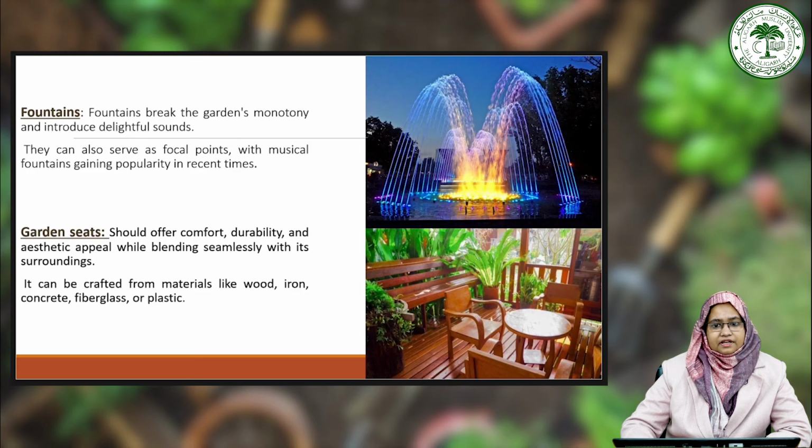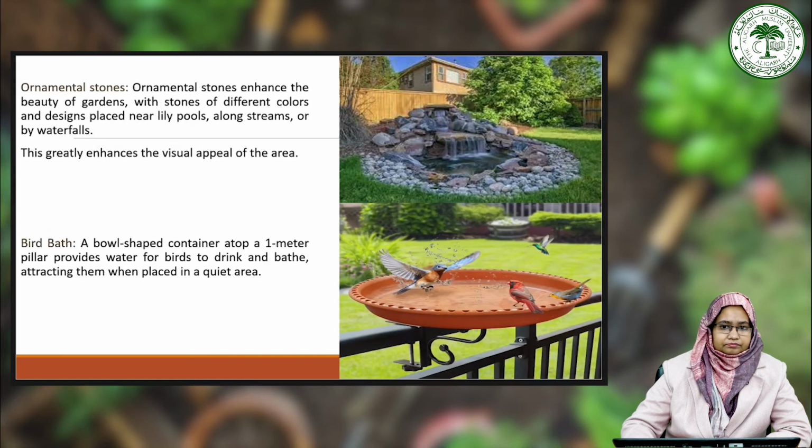Garden seats should be comfortable, durable, aesthetic and should not look out of place. They can be made of wood, iron, concrete, fiber or plastic. Other non-living components of gardens are ornamental stones. They add beauty to the gardens. Stones of various colors and designs can be placed near lily pools, along streams and waterfalls. It improves the look of the area to a great extent.